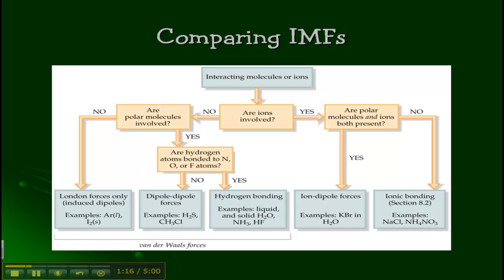And here's another little chart for you to be able to determine the types of intermolecular forces that are involved in a compound. What we're going to do is ask ourselves if we have ions. If we do, then we move to this side. Are polar molecules and ions present? Yes or no. If we do not have ions, we look over here and see if we have polar molecules, yes or no, and we go from there.